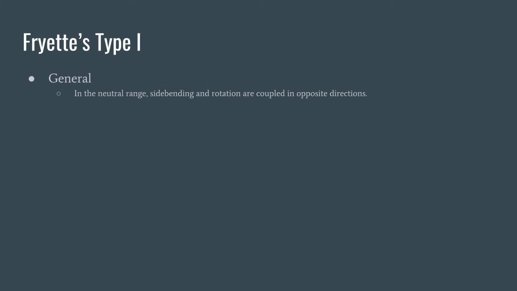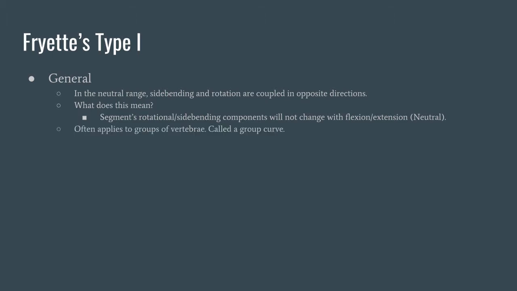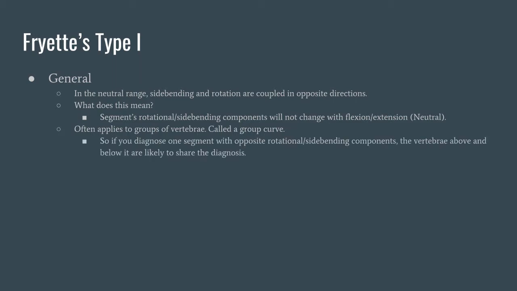Fryette's type 1: in the neutral range, side bending and rotation are coupled in opposite directions. What does this mean? As we talked about earlier, segments' rotational and side bending components will not change with flexion or extension. They're considered neutral. This often applies to groups of vertebrae. It's called a group curve. So if you diagnose one segment with opposite rotational and side bending components, the vertebrae above and below are likely to share the diagnosis.